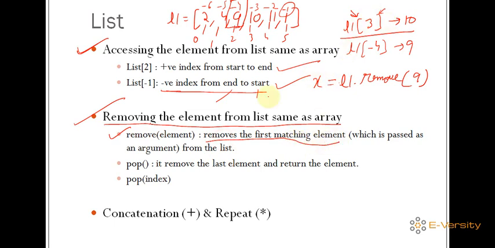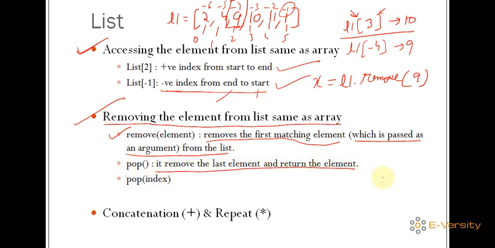So suppose there are multiple matching elements; it is just removing the first match of the element which is passed as an argument from the list. As I told you earlier, a list can have multiple repeating items. So it searches from the beginning, and if 9 occurs at index 2 or 6, it removes the value at index 2 only.